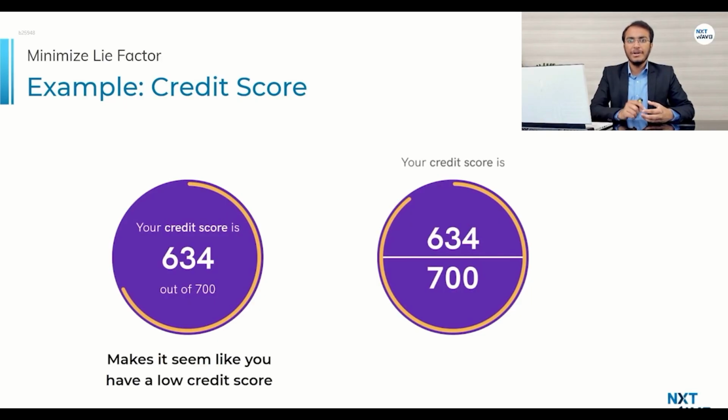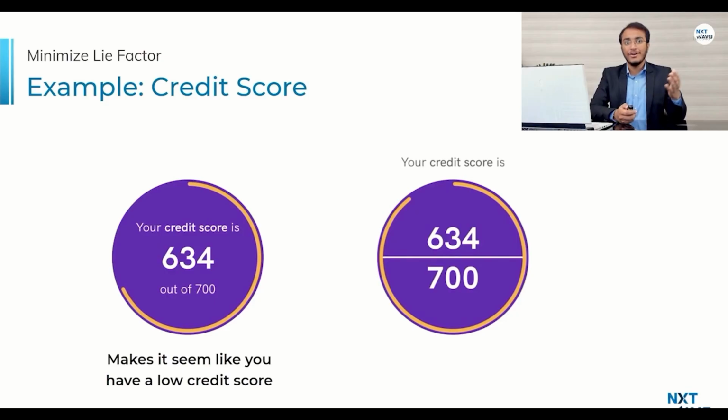On the right side you can see the same visualization. So it is 634 out of 700, and the 700 is also highlighted equally. And then you can see that the filling of the circle is more than 75%, which is a more accurate representation, because 634 out of 700 will definitely be more than 75%, right? So even though it is the same data, the right side visualization is giving a more accurate representation of the data. So this is another example where there can be some lie factor in the visualization.